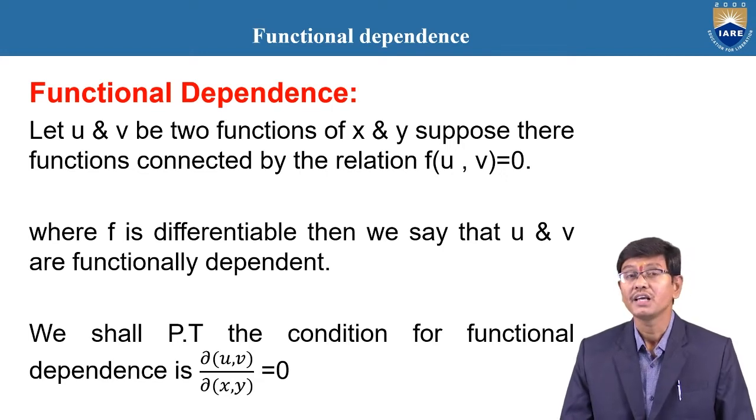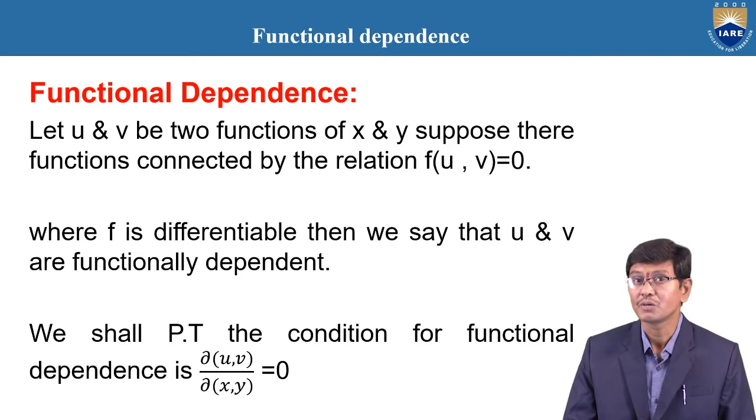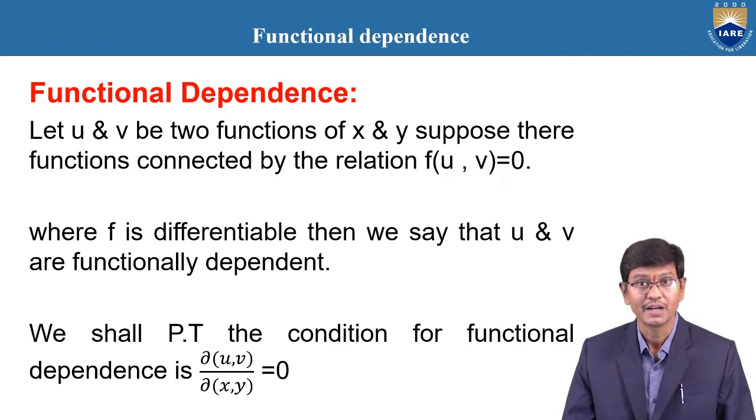Let us assume that u and v are two functions of x and y. Suppose these functions are connected with a relation f of u comma v is equal to 0, where f is differentiable. Then we say that u and v are functionally dependent. We shall prove that the condition for functional dependency is dou of u comma v by dou of x comma y is equal to 0.